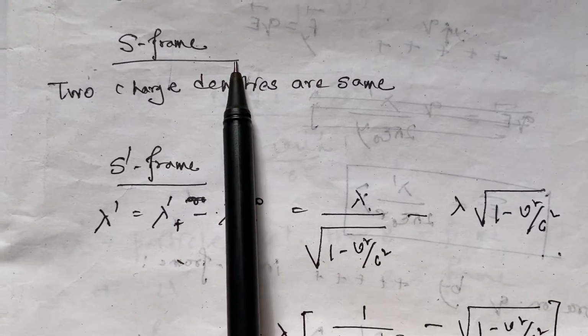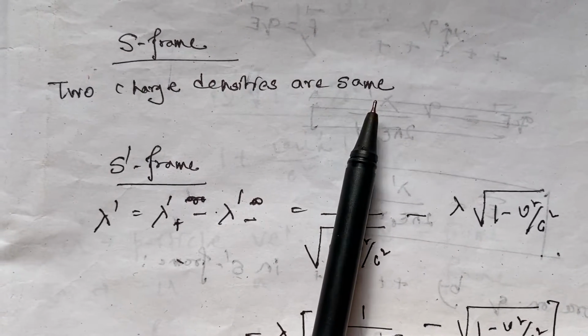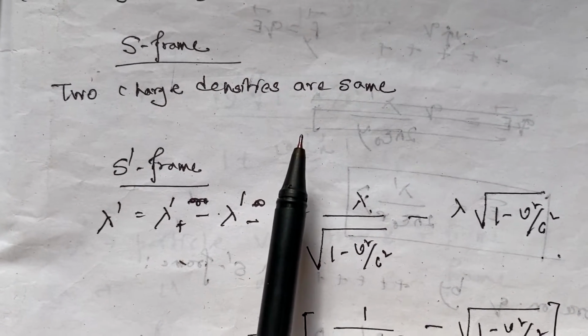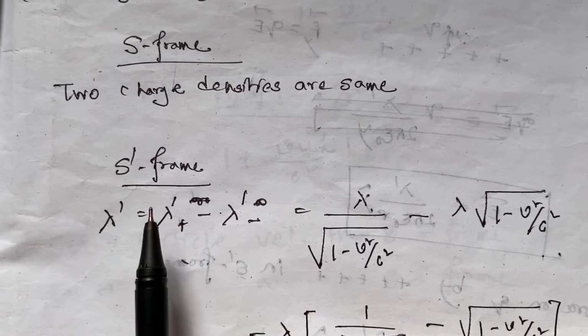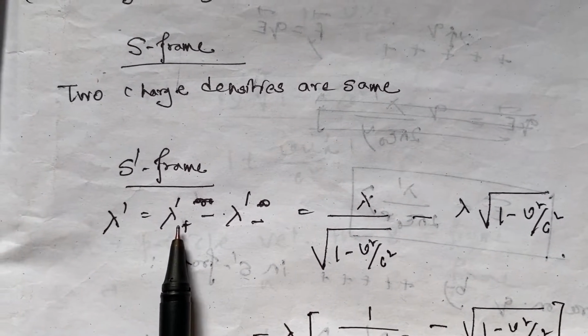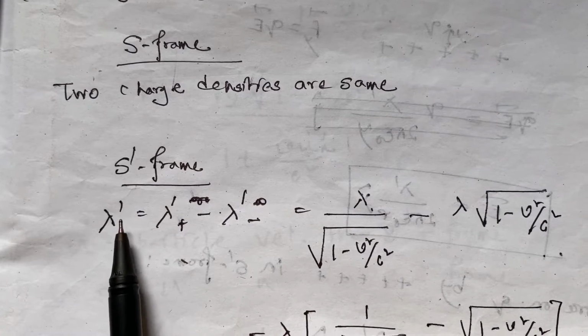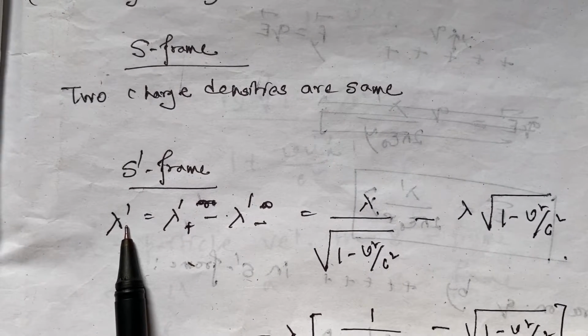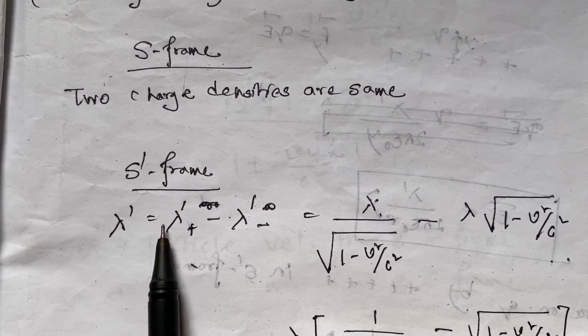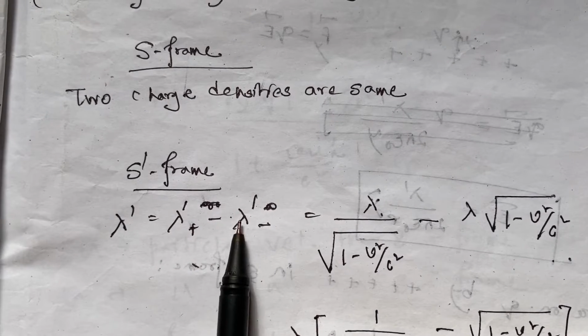In S frame, the two charge densities are the same. Hence, we have no electric field. But in S prime frame, we have a net surplus of the positive charge. So the net charge as observed from the S prime frame can be written as lambda prime, which is equal to lambda plus prime minus lambda minus prime.